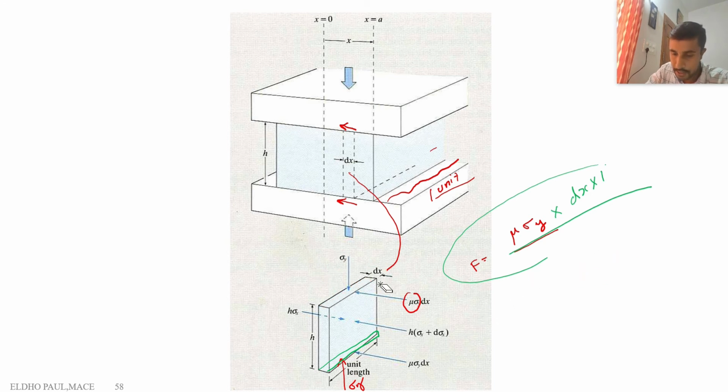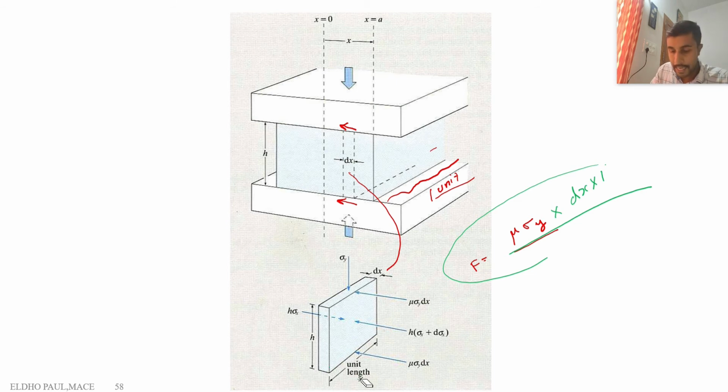This is actually shown here: mu sigma y into dx into 1. The dx into 1 is the area of that surface, but here we take the width equal to 1 unit, so we can say mu sigma y into dx. The same force is acting on the bottom side also.